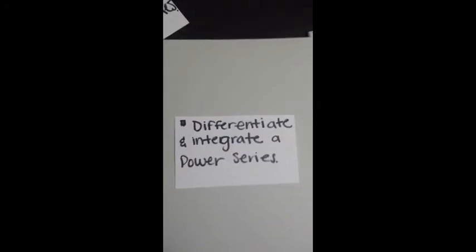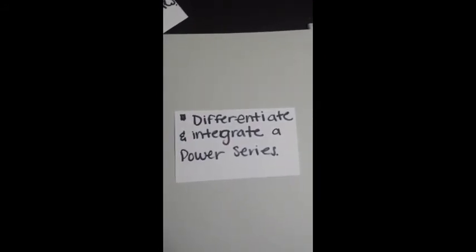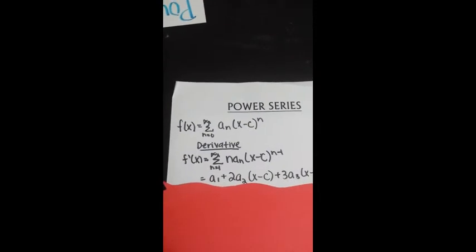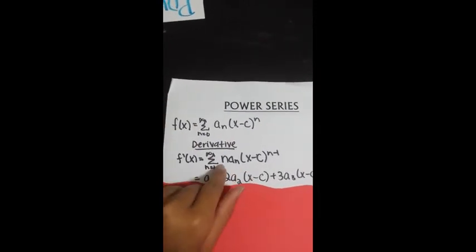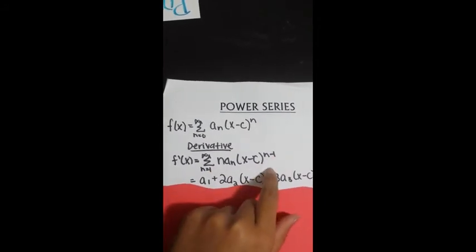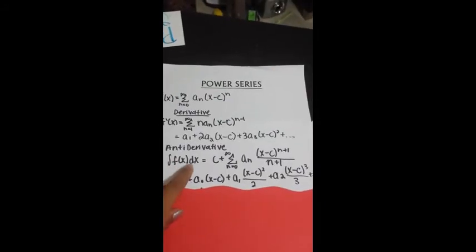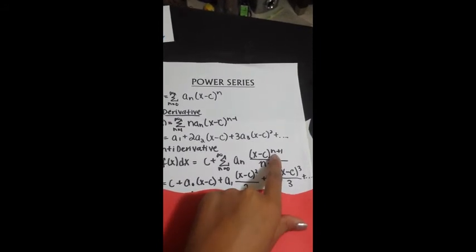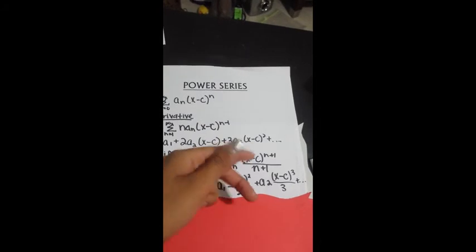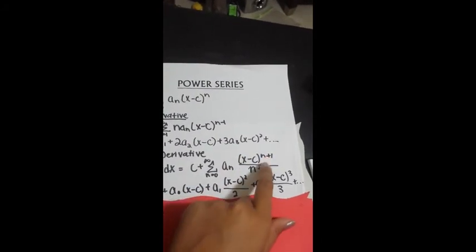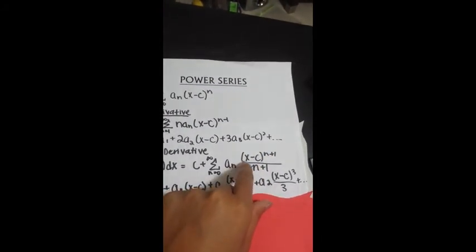The next section that we will be covering is differentiating and integrating a power series. Here is the function for a power series, and to derive it, we simply carry the n to the front and then subtract 1 from the exponent. In other words, to integrate, we simply add 1 to the exponent, and then we multiply the function by the reciprocal of the exponent, which in this case means dividing by n plus 1.